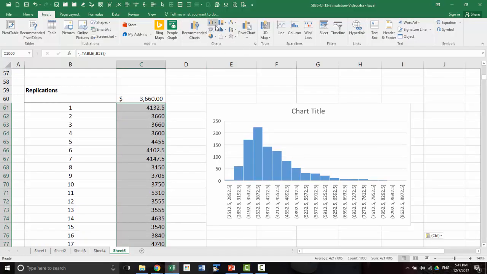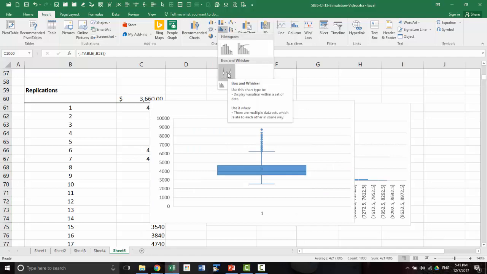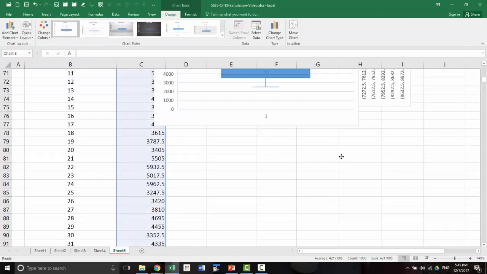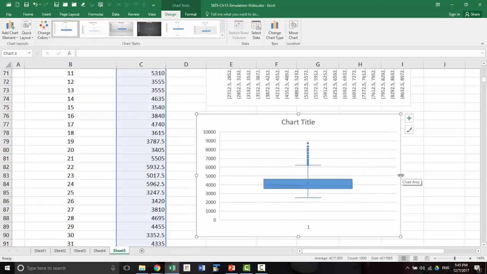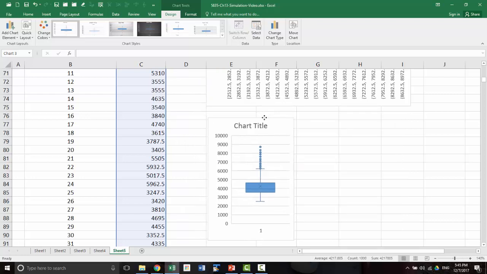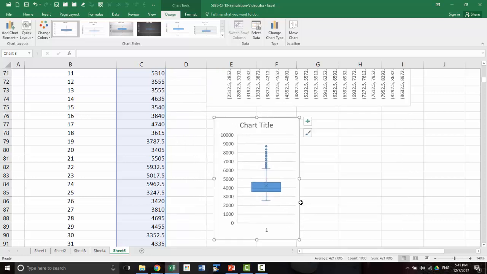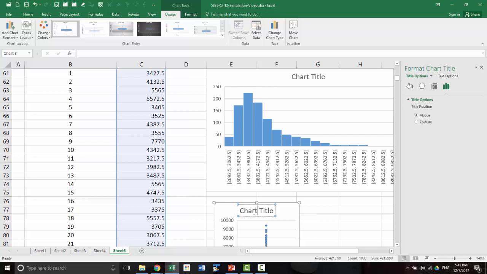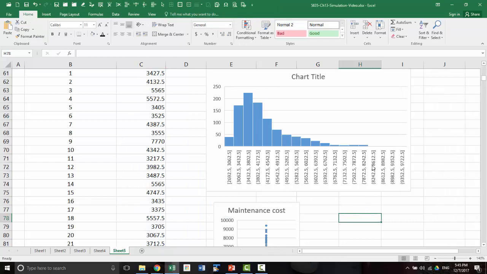So we can also do a box plot. Okay. And if you have access to Monte Carlo simulation packages that come as an add-on to Excel, all of these are a lot easier. They are done very easily. And so this is maintenance cost. Okay.